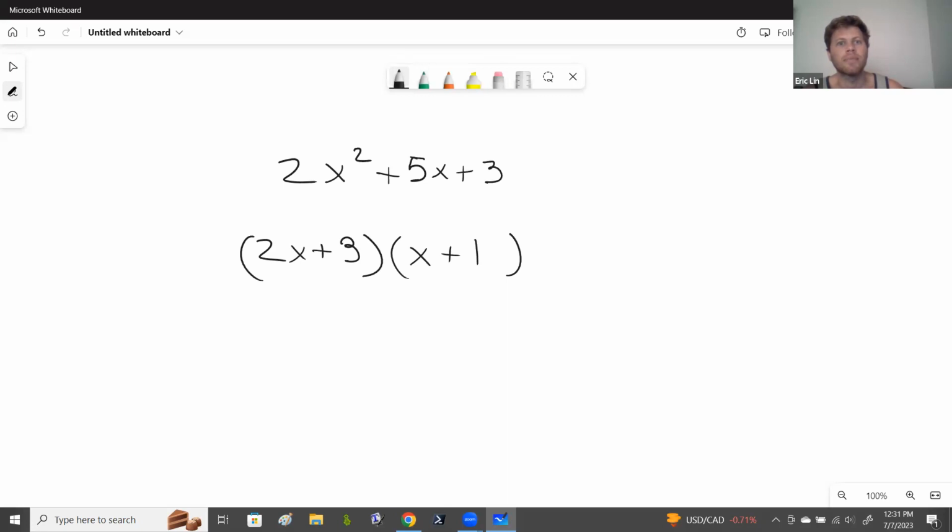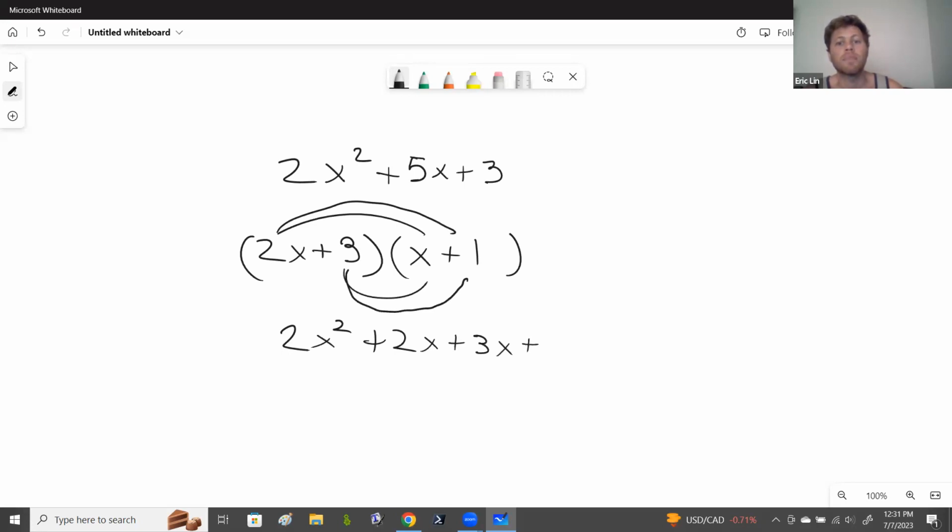All right, so let's see here. 2x squared plus 2x plus 3x plus 3. And I do see that those two middle terms, my two like terms, 2x and 3x, do add together to give me 5x. Okay, so we effectively found that this is the factored form of 2x squared plus 5x plus 3. But it took us a little bit of extra legwork.